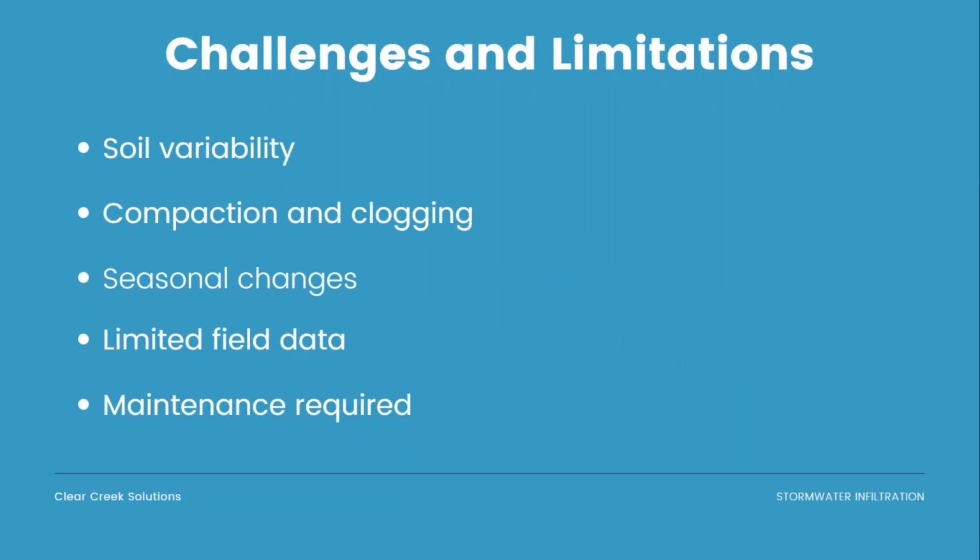Now, there are some challenges and limitations, however. Infiltration models come with many of them: soils vary across the site, and construction compaction often reduces capacity. Systems like permeable pavements can clog over time without maintenance, and seasonal differences such as frozen ground or very dry conditions also affect results. Without field testing, engineers often have to rely on estimated parameters. That's why calibration and maintenance are critical parts of infiltration design as a whole. So that is an overview of infiltration.